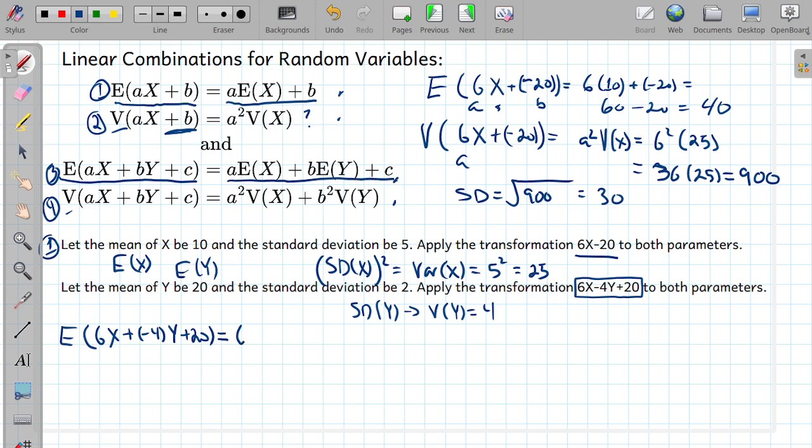So we have 6, and the expected value of X, as we know from earlier, is 10. Then we're going to add negative 4, and the expected value for Y was 20. And then we're going to add 20. What do we get? Well, this is 60 minus 80 plus 20, and this works out to 0.